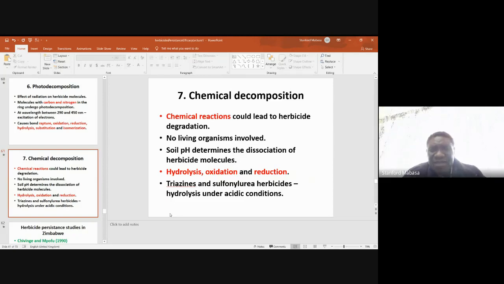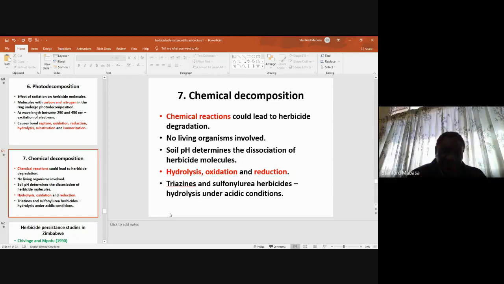We have got triazines and sulfonylurea herbicides, which can undergo hydrolysis under acidic conditions. So if we spray atrazine at low soil pH, there could be hydrolysis. So these were the 7 processes which we have just gone through.